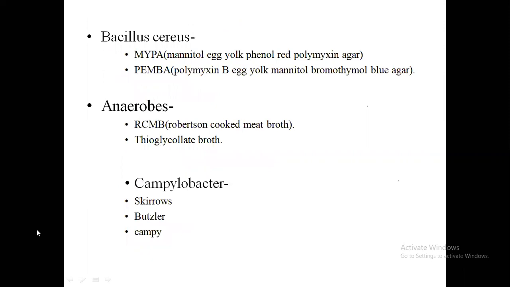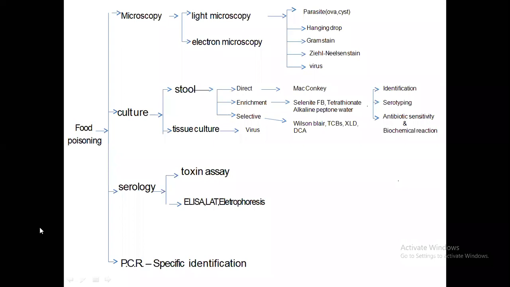For Bacillus cereus, mannitol egg yolk phenol red polymyxin agar. Also PEMBA, polymyxin B, egg yolk, mannitol, bromothymol blue agar. Okay. And also the anaerobes like RCM, Robertson cooked meat broth, and thioglycolate broth. And also Campylobacter, Skirrow's, Bacillus, and Campy. So these are the few cultures and different things they use for any kind of food poisoning.